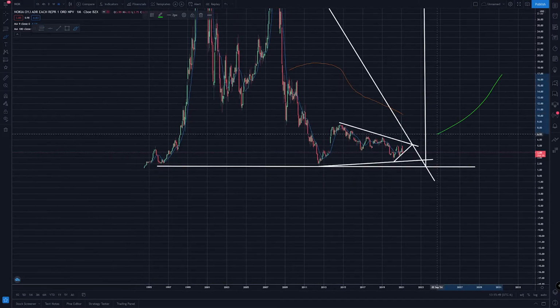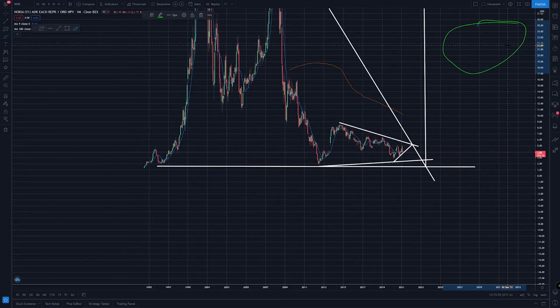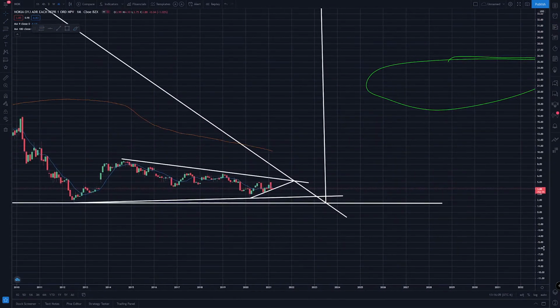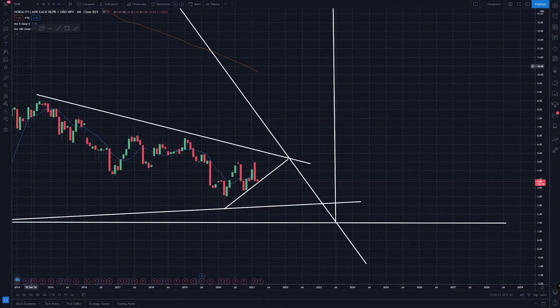I kind of wanted to do a poll. So there should be a marker in the corner. Do you guys think it is going to break down on this level, or do you think it's going to hold support and we're going to stay in this triangle pattern up here? Break down or hold support? Let me know what you guys think.